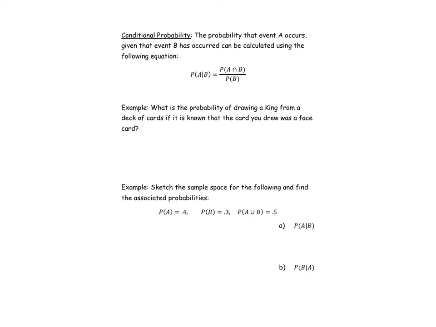Okay, so I want to find the probability of event A. Event A is drawing a king. Well, that probability is 4 out of 52. The probability of event B, which is drawing a face card: there are 12 face cards. You got Jack, Queen, and King of 4 suits, right? Hearts, diamonds, clubs, and spades. Okay, so 3 times 4 is 12.